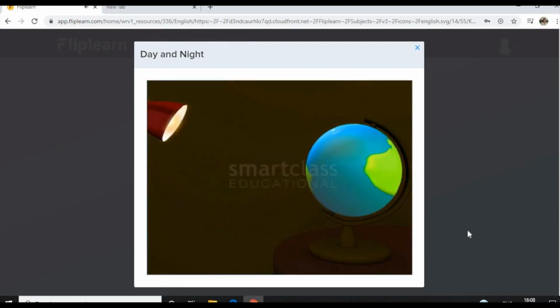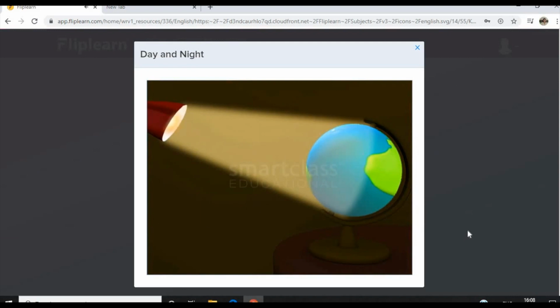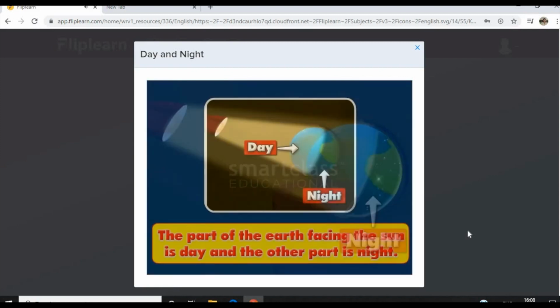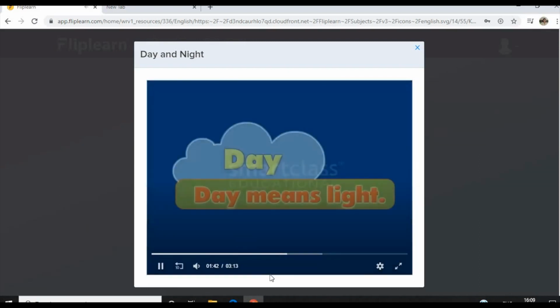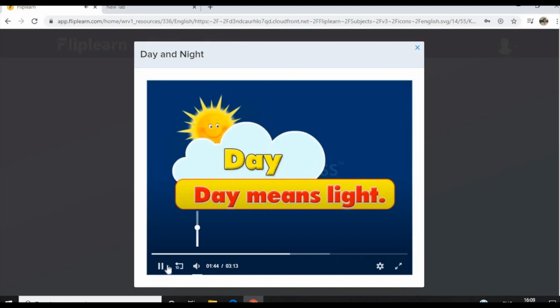Light only falls on the side facing the sun. This is day. The part of the globe away from the sun is dark. This is night. The part of the earth facing the sun is day and the other part is night. Day means light.